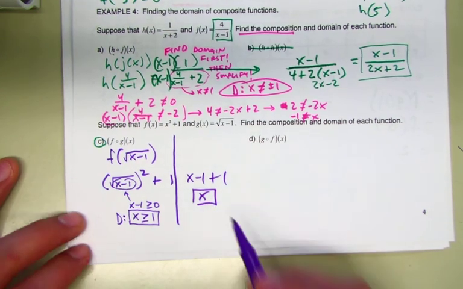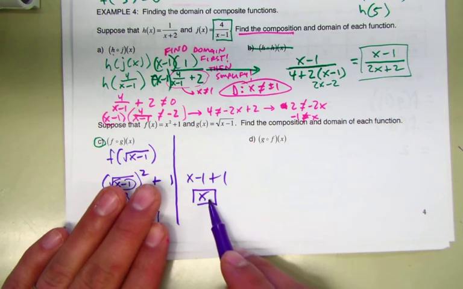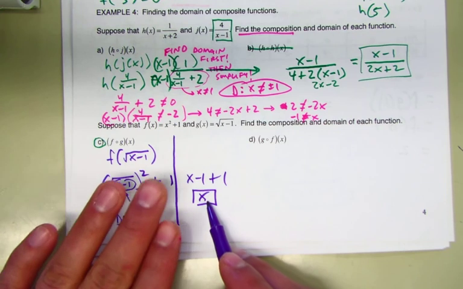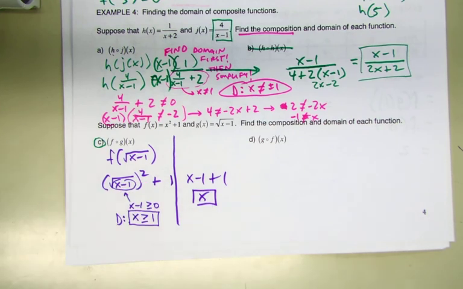But do you see if you wait until the end to find the domain, you wouldn't find it right because you would say, oh, it's all real numbers. There's no division, there's no radicals, there's no issues, right? Let me show you. Maybe you don't know how to do this in the calculator, so if you want to follow along, it's not a bad idea.